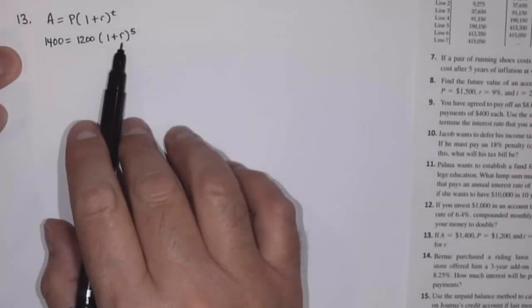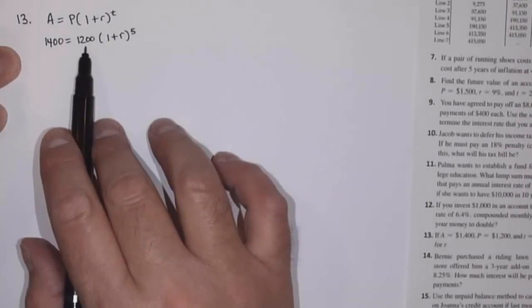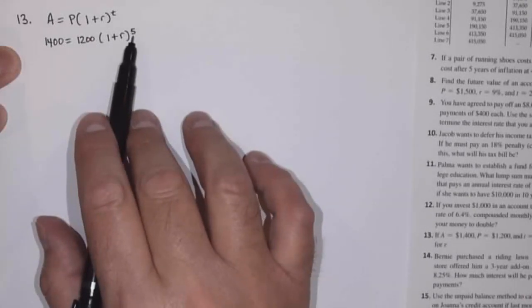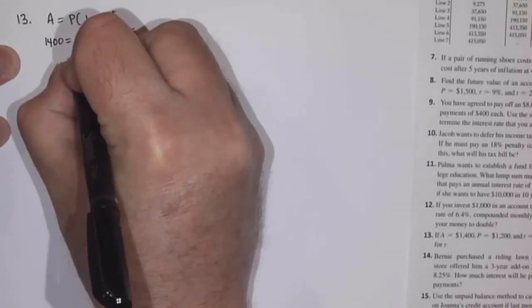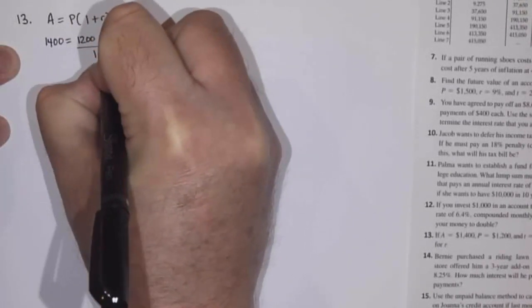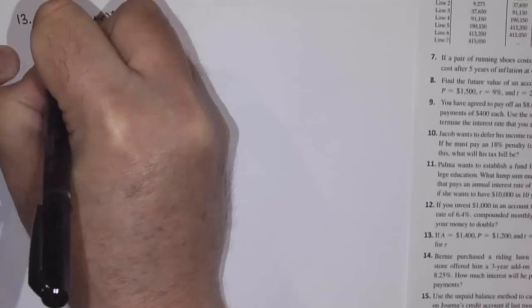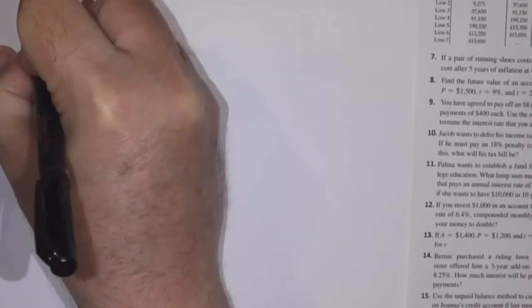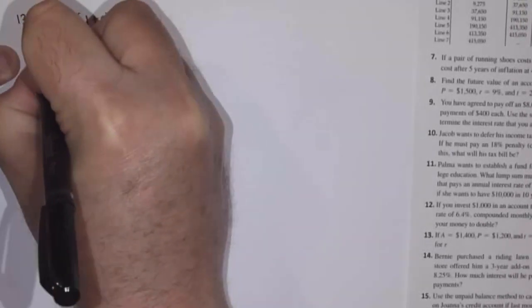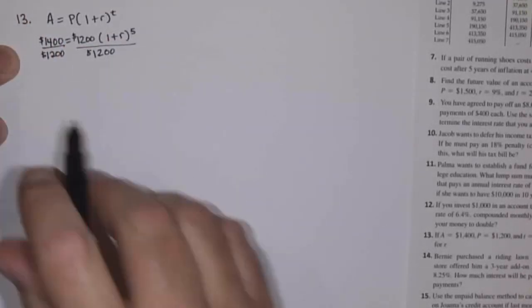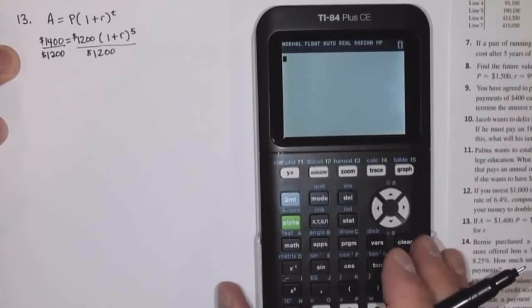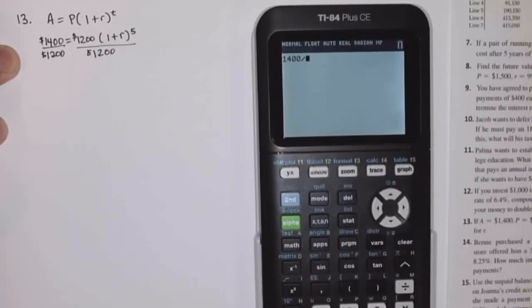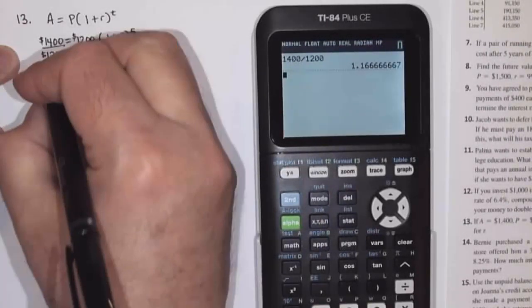So in order to solve for R, I need to get rid of the 1,200 from the right side. I need to get rid of the 5 from the right side in order to be able to solve for R. So I'm going to start by dividing both sides by 1,200. Incidentally, the units on these were dollars, so when I divide by $1,200, the units divide out. So let's see what 1,400 divided by 1,200 is. 1,400 divided by 1,200 is 1.16, and then the 6 keeps repeating.